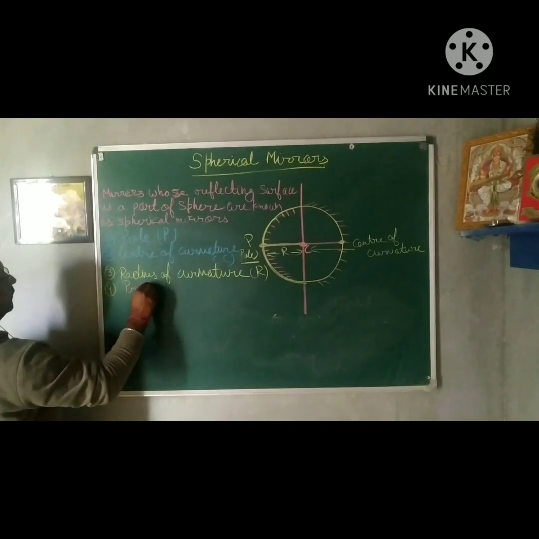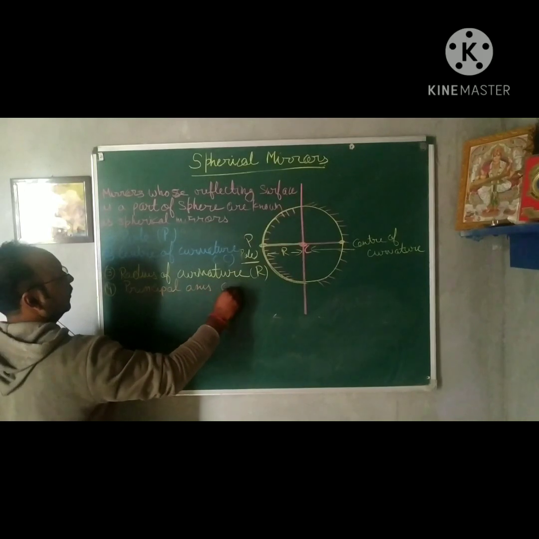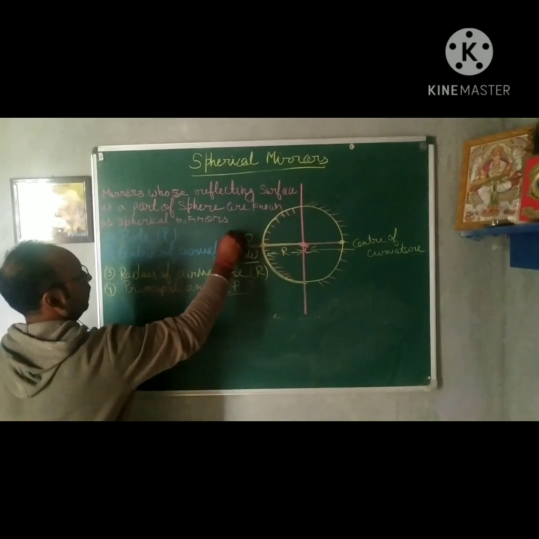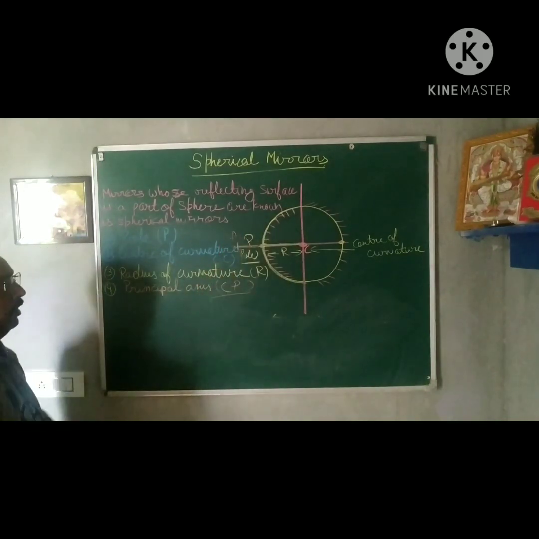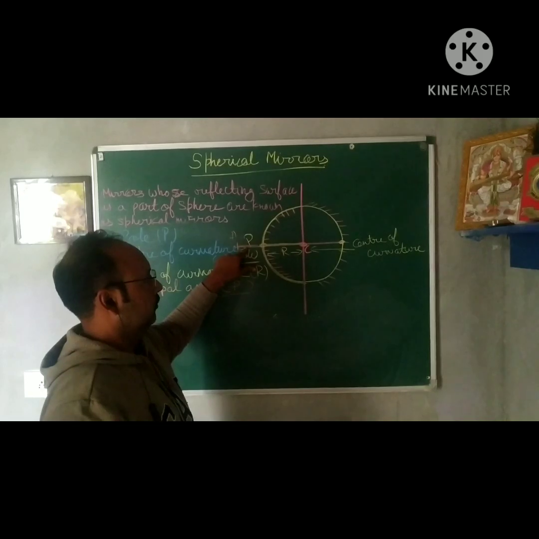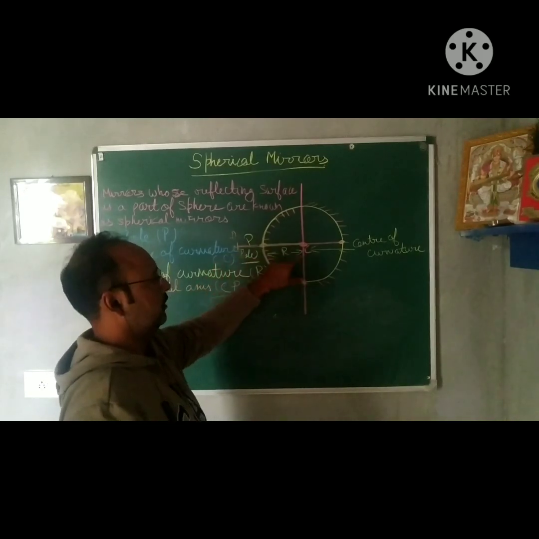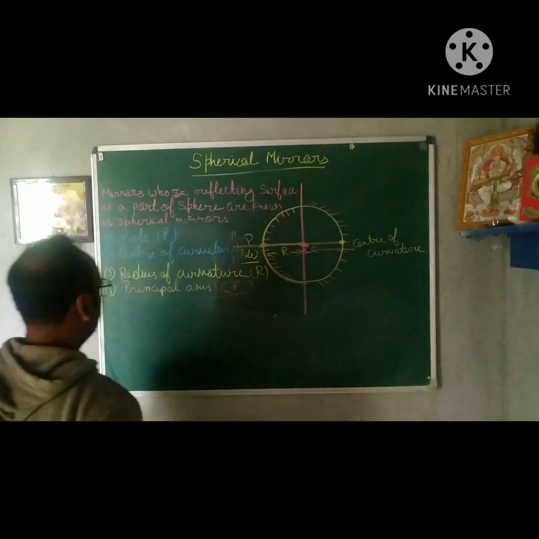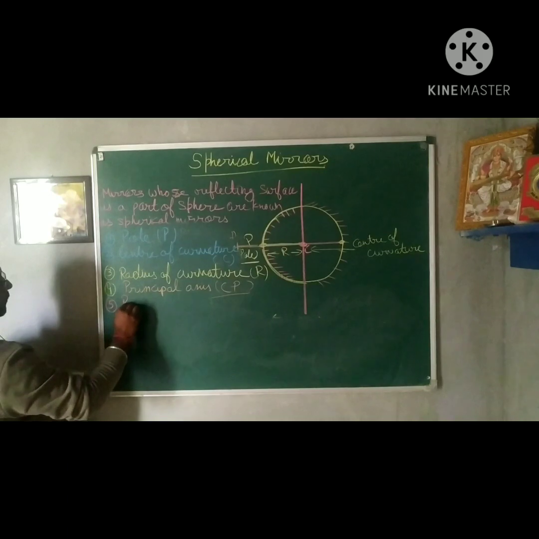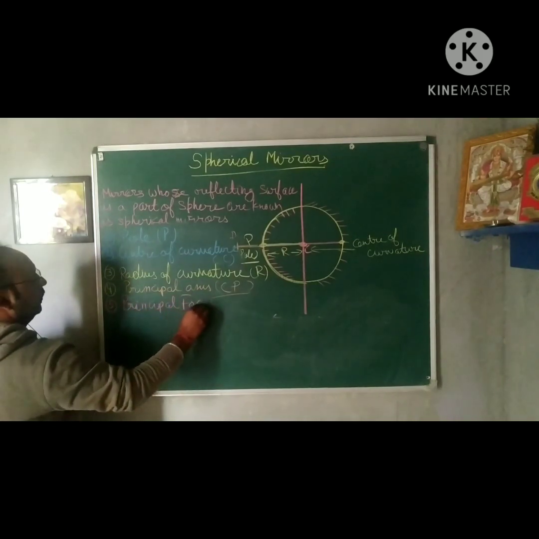Then one more we have, principal axis. Principal axis, that is CP, or if it is here we can see A, then AC. That means the line containing pole and center of curvature, that is the principal axis, along with one more term that we call principal focus. So what is principal focus?